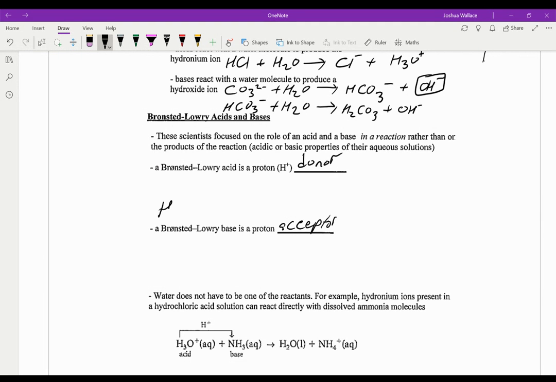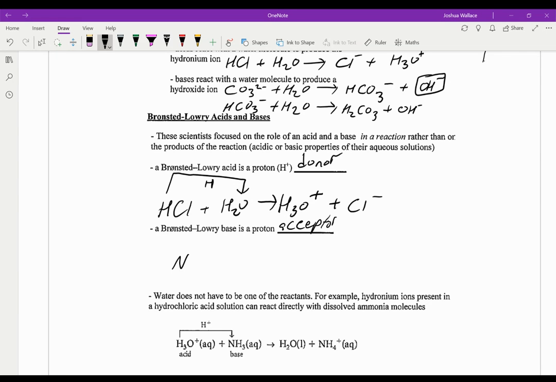So HCl reacting with water produces H3O plus and Cl minus. What happens is that this H is actually being donated onto the H2O.